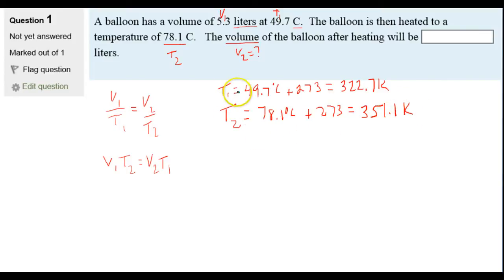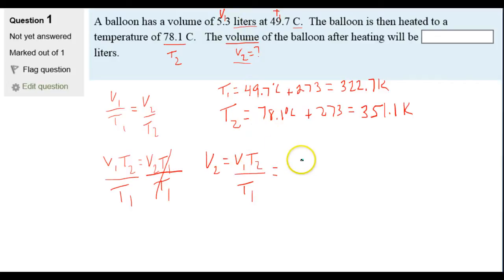So now that we have these temperature units converted from Celsius to Kelvin, we can go ahead and plug these numbers into our formula. In this formula, we're asked to find V2. We want to solve for V2 here. So how do you get V2 all by itself on one side of that equal sign? We're going to divide both sides by T1. If we divide both sides by T1, the formula that we will use to solve this will be V2 equaling V1 T2 all divided by T1. So now we can just plug these values in.